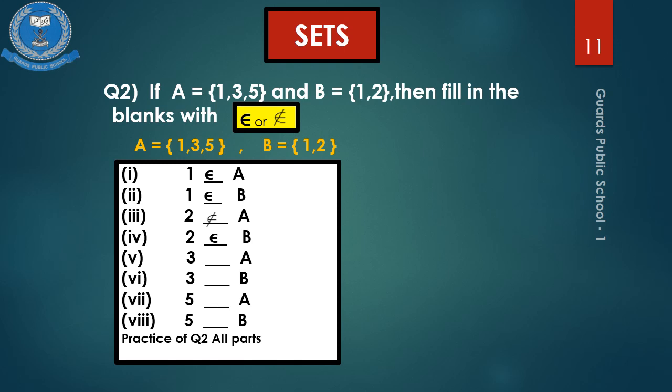Now look at part 2, 1 dash B. Now look at the set B. 1 is also present in this set. It means that 1 is a member of set B and it belongs to set B. So a symbol of belongs to will be written in the blank 2.